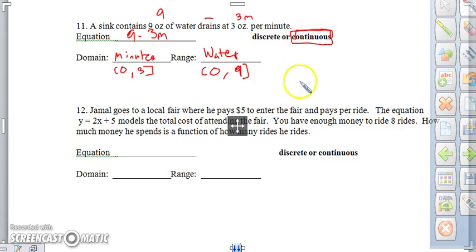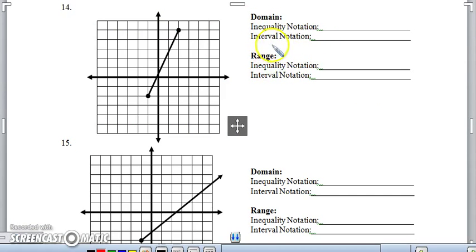Continuous and discrete. Alright, let's go ahead and look at our domain and range here. Remember, domain are your x values from left to right. We want to look where the graph starts on the x-axis. It's right here, that's at -1.